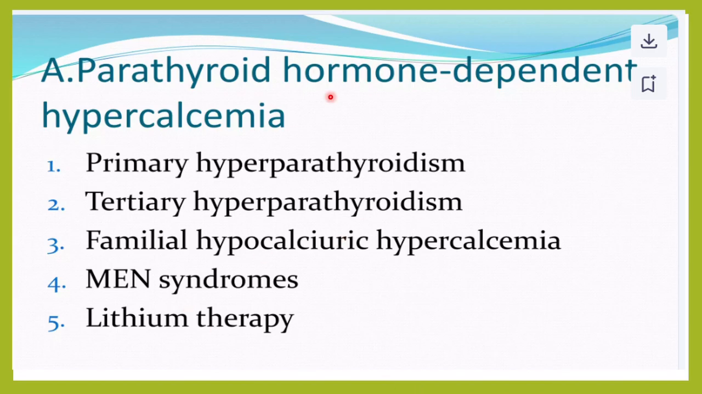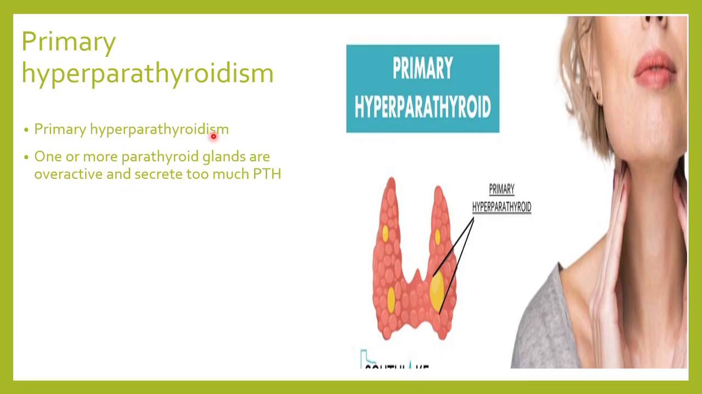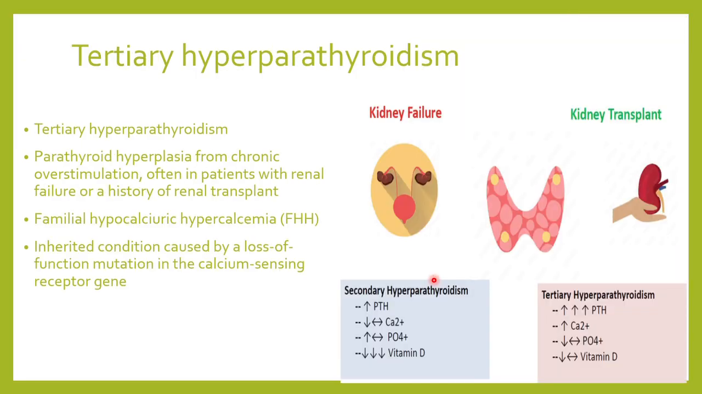So parathormone dependent hypercalcemia means there is some issue with the parathormone. So it could be primary hyperparathyroidism. In primary hyperparathyroidism, what happens? There is primarily a problem with the parathyroid gland. Usually in 80% of the cases there is a parathyroid adenoma which is secreting more and more parathormone, and if the parathormone level increases, the calcium level in the blood increases, and that causes too much calcium in the serum.